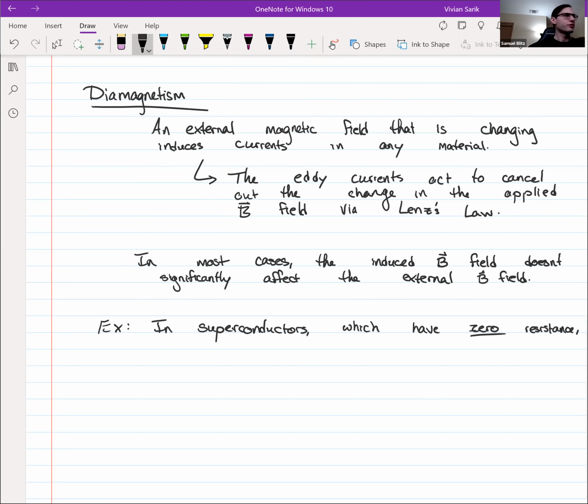why did my computer just shut off? That was weird. In superconductors, which have actually zero resistance, the eddy currents don't use energy.